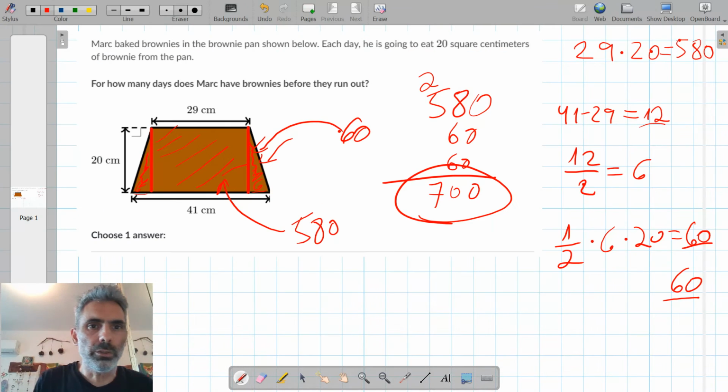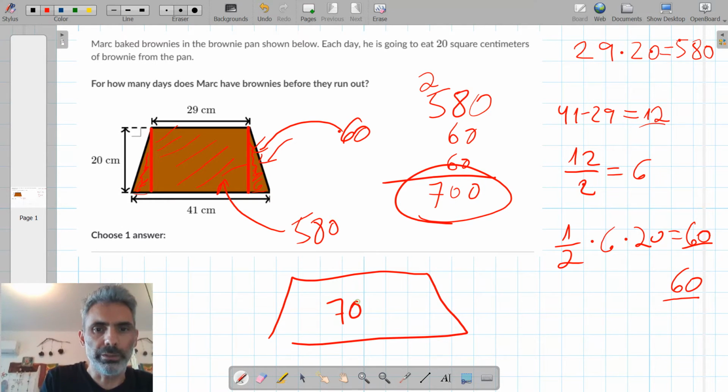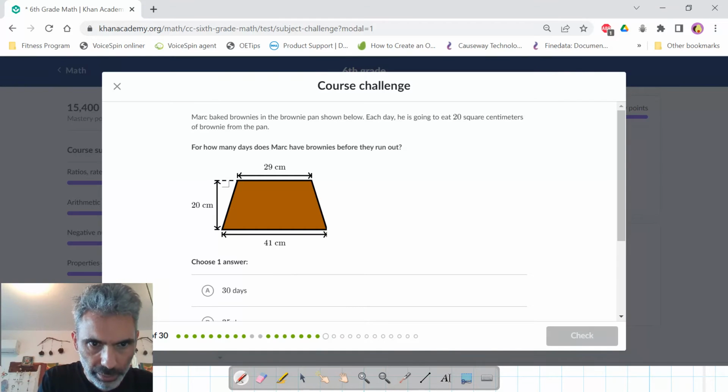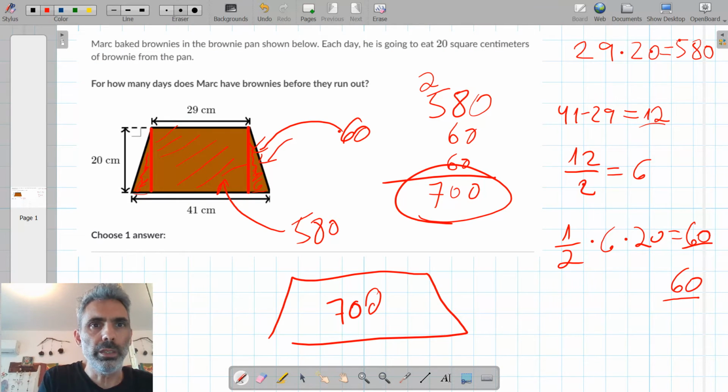So 700 is the total area of the pen. Okay, so the total area of the pen is 700 square, what, centimeters? Yes. And who is Mark? Mark eats 20 square centimeters each day. So if we divide 700 by 20, we get the number of days that he has brownies left for.